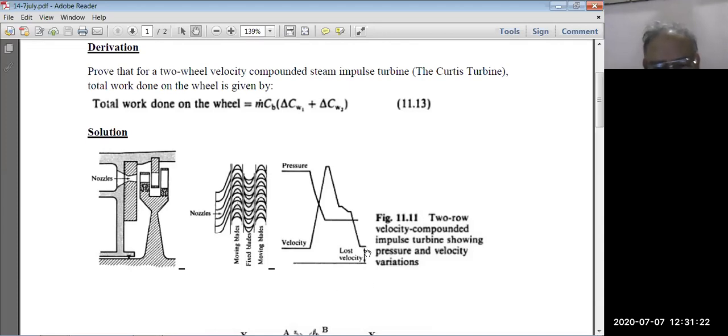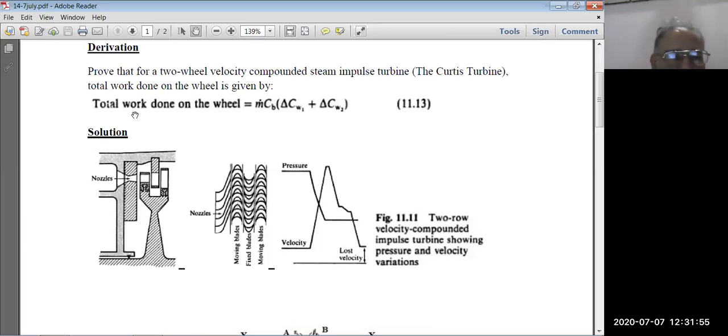At the end, there is some residual velocity because the steam should get out of the turbine, and for that it needs certain velocity. It cannot be zero, but it is desirable that velocity should be minimum because the leaving steam will take away kinetic energy. That kinetic energy loss is called lost velocity, Ve square by 2. This is shown in this diagram.